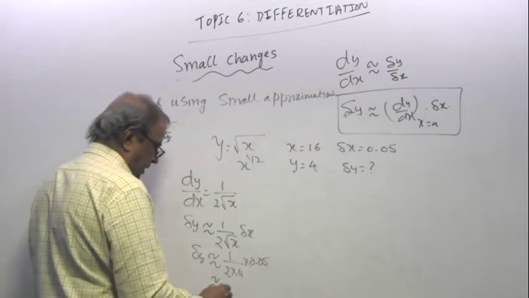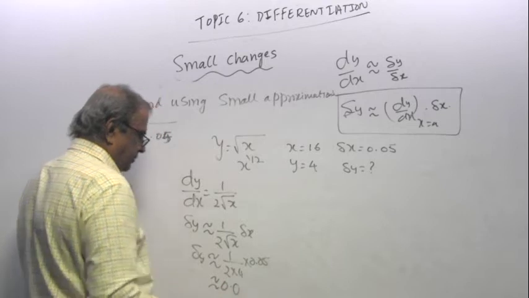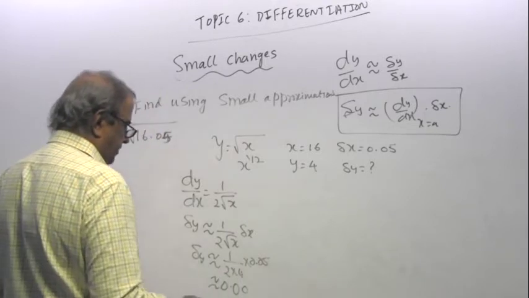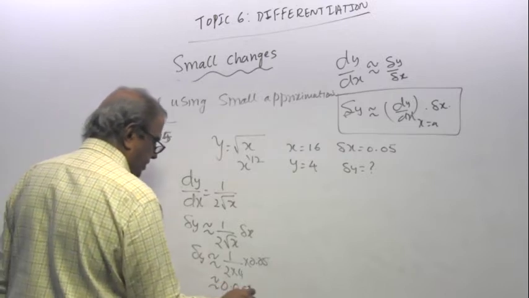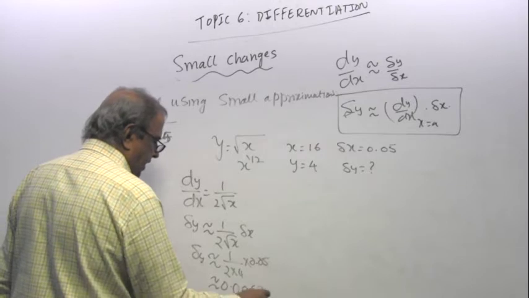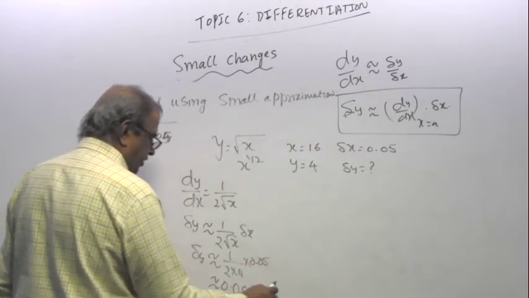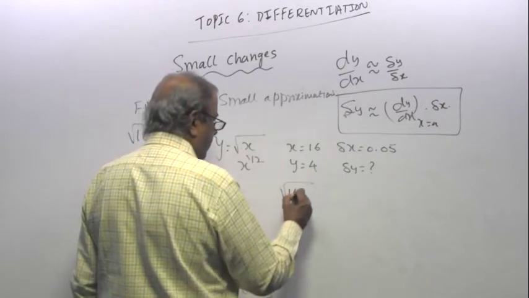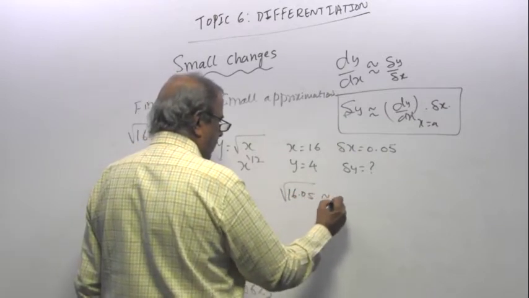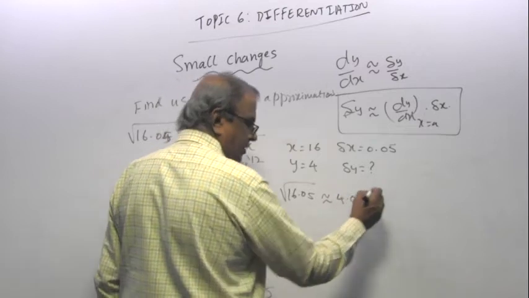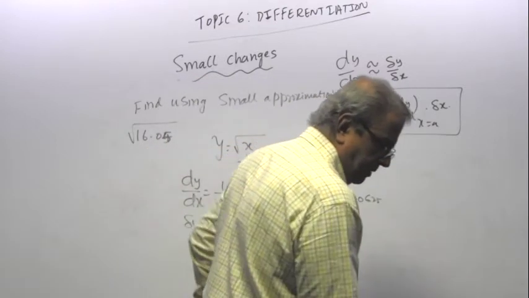So approximately 0.05 divided by 8. 8 ones are 8, 8 sixes are 48, 8 twos are 16. 0.00625. So the square root of 16.05 is approximately 4.00625. How good is this approximation?